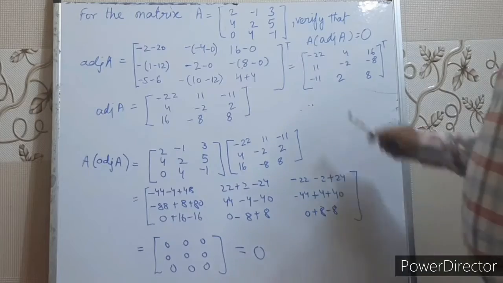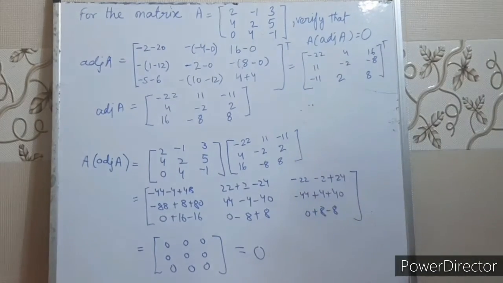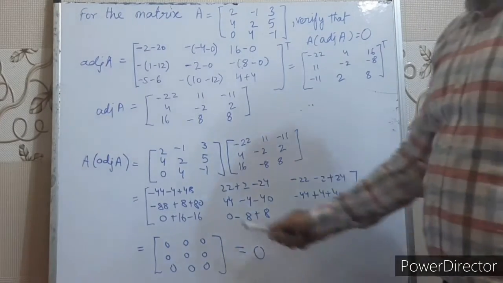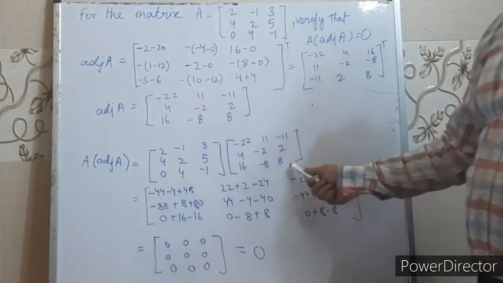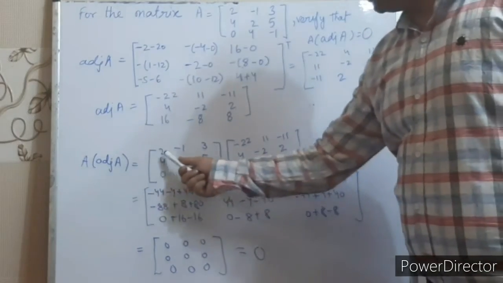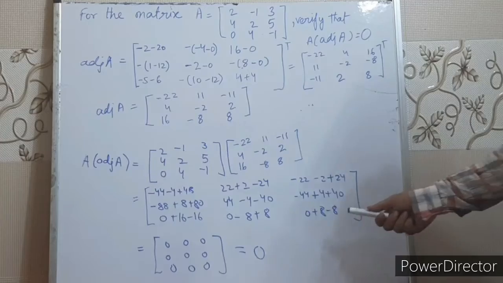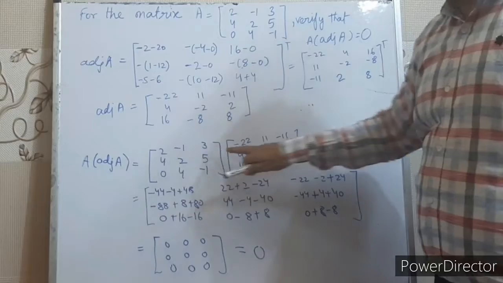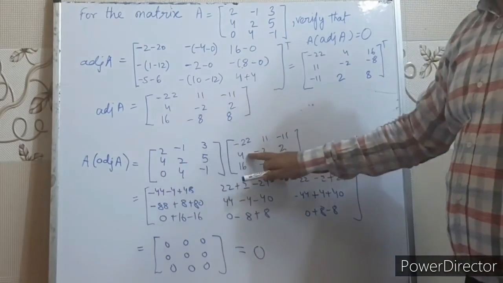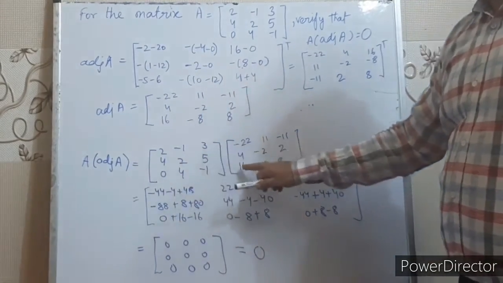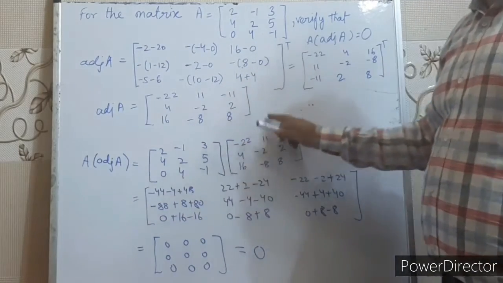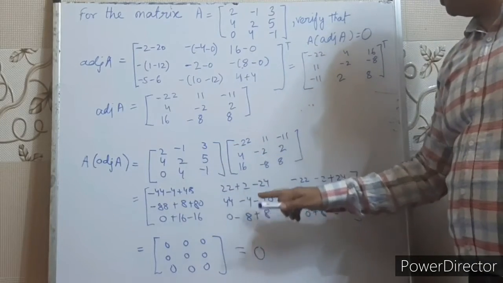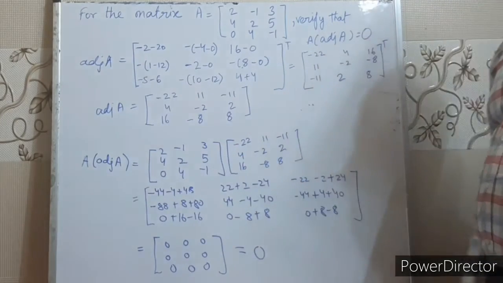Right, children? And we have to verify that A into adjoint A is a null matrix. That means we have to multiply the A matrix with the adjoint A matrix. The matrix A is this and adjoint A we have calculated as this. Now when we multiply this matrix row by column, then what we'll get? First row and first column: 2 into minus 22 is minus 44, minus 1 into 4 is minus 4, 3 into 16 is 48. First row, second column: 2 into 11 is 22, minus 1 into minus 2 is plus 2, and 3 into minus 8 is minus 24.